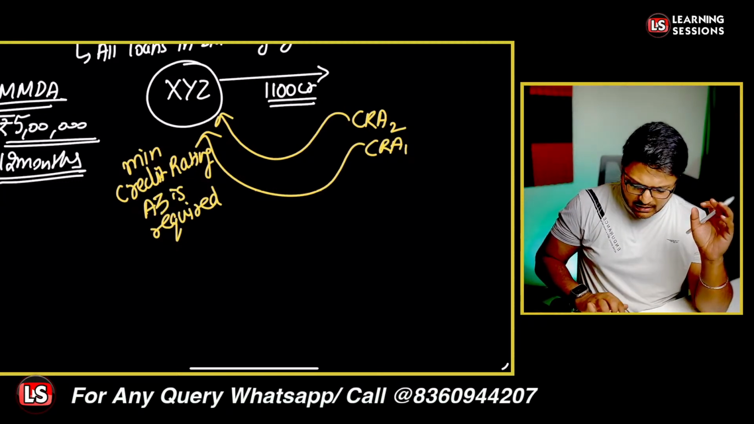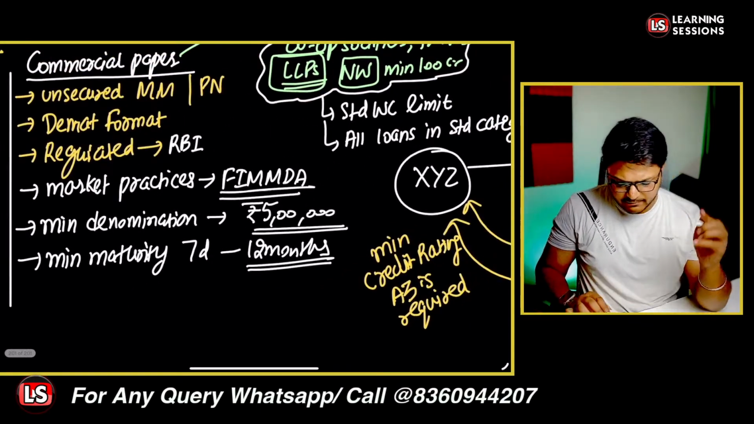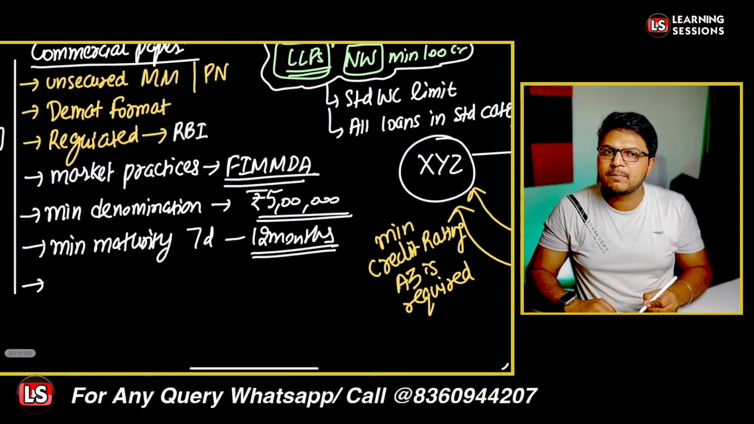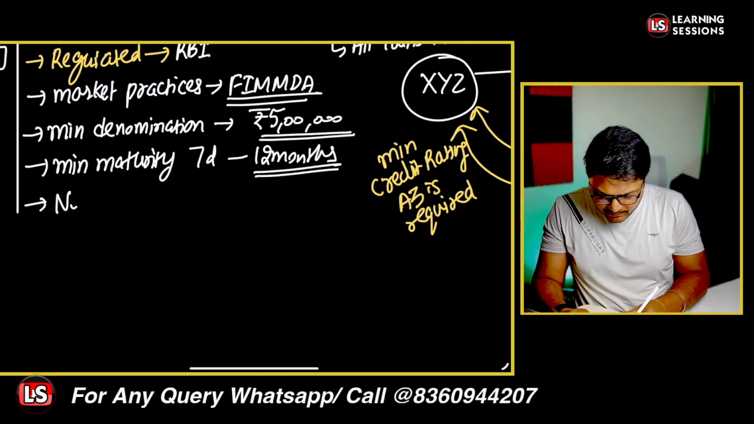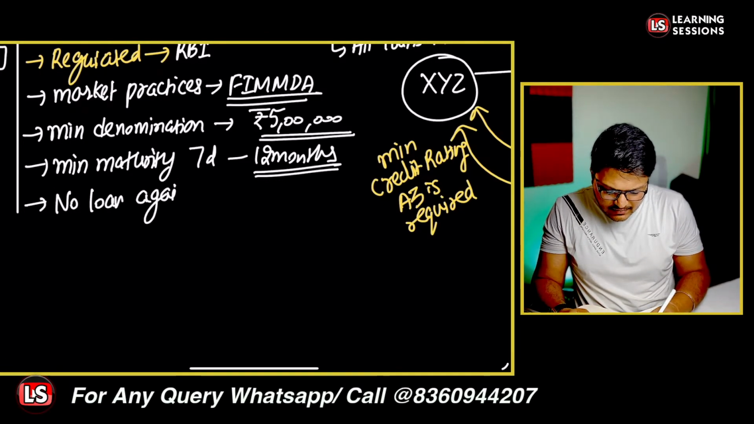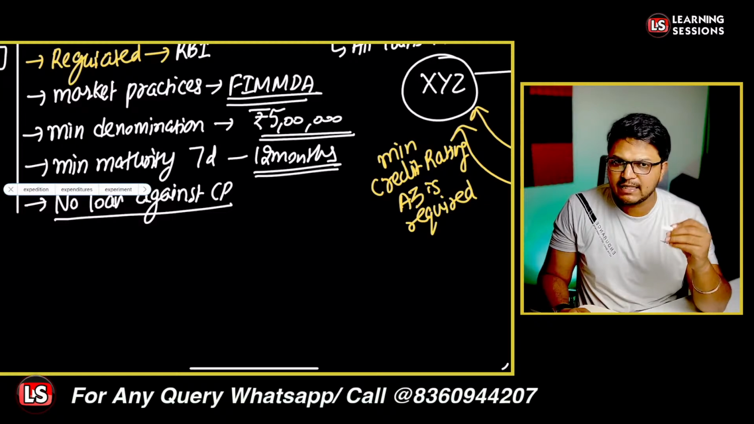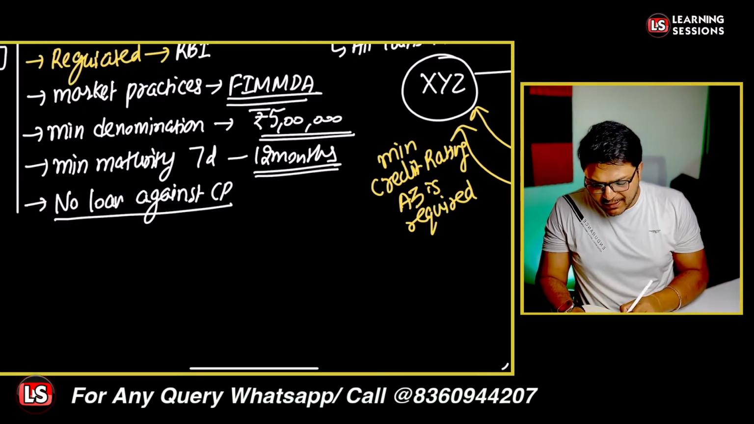And now the question can come: can a loan against the commercial paper be taken? Is there any kind of loan which can be taken against the commercial paper? So no loan can be taken against the CP. No loan against CP as a security, because it's already representing a debt. So no loan against CP is allowed, and buyback is allowed.